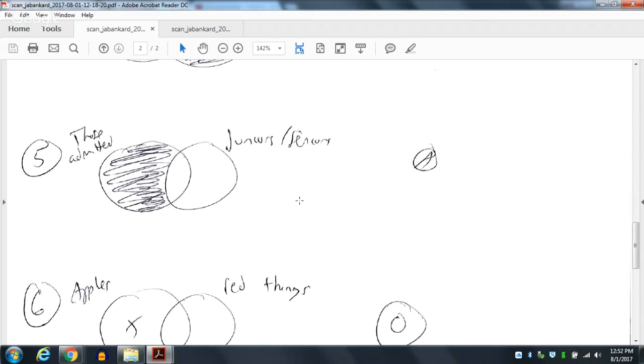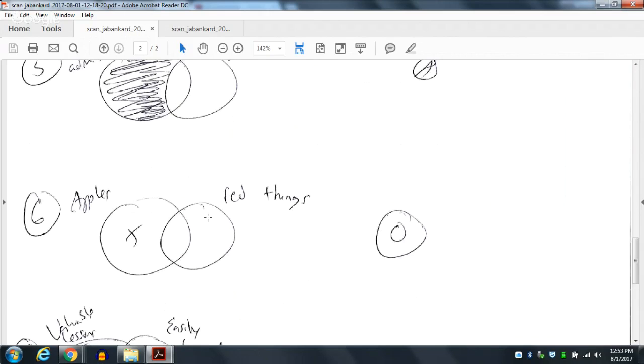Now, it's not saying all juniors and seniors are admitted. That's not what the sentence says. It says only juniors and seniors are admitted. If it said all juniors and seniors are admitted, we'd have to block this out, right? We'd have to block all this, push all juniors and seniors into those things that are admitted. That's not what it said. It said only juniors and seniors are admitted. So if you are admitted, then you must be a junior or senior. You've got to block this out.